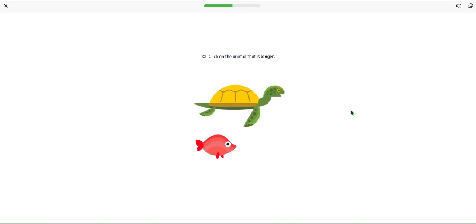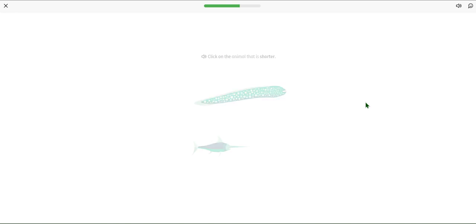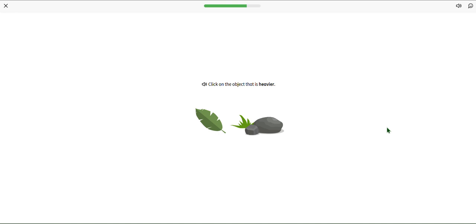Click on the animal that is longer. Longer from tail to head is the turtle. Click on the animal that is shorter. Ooh, that is this one. Click on the object that is heavier. So heavier now, this would be weight. So if you were to pick it up, which one would weigh more or be heavier to lift? That would be the rock. Click on the object that is lighter. The pen is definitely lighter than the table.